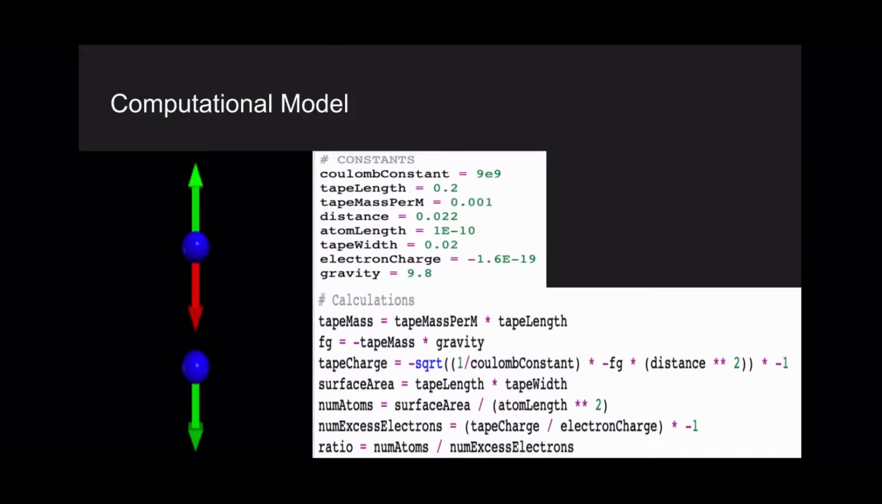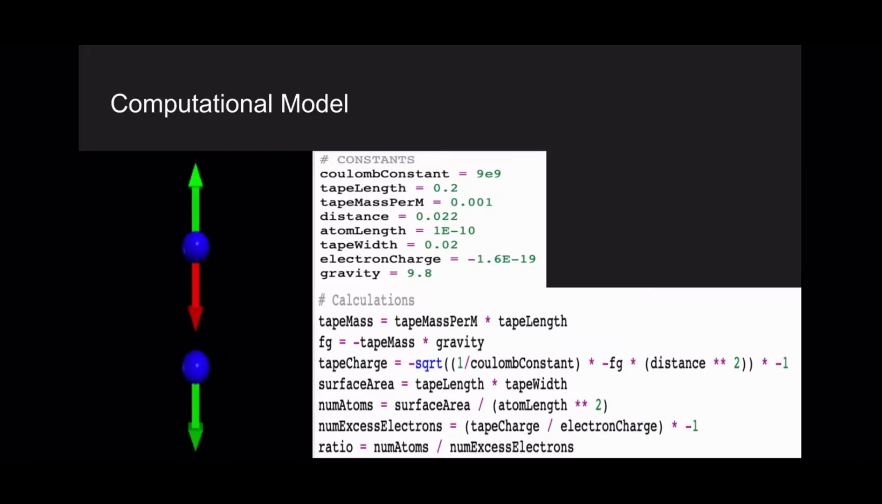My calculations solve for tape mass, the force of gravity, the tape's charge, the surface area, the number of atoms, the number of excess electrons, and the ratio between the number of atoms and number of electrons. When the constants are substituted into the equations, we are able to find our number of atoms, our number of electrons, our ratio between atoms and electrons, and the charges of the tape.